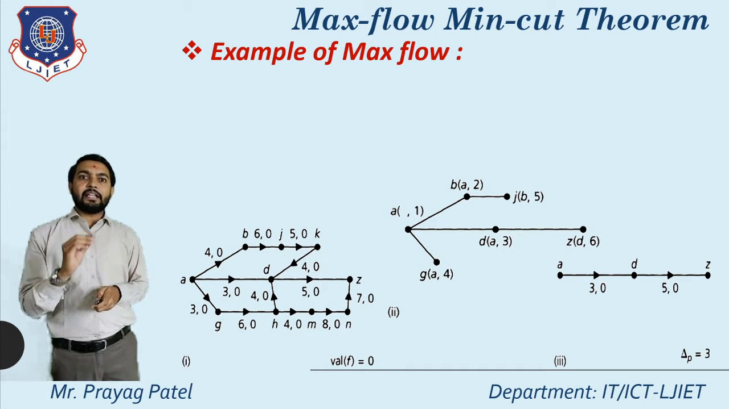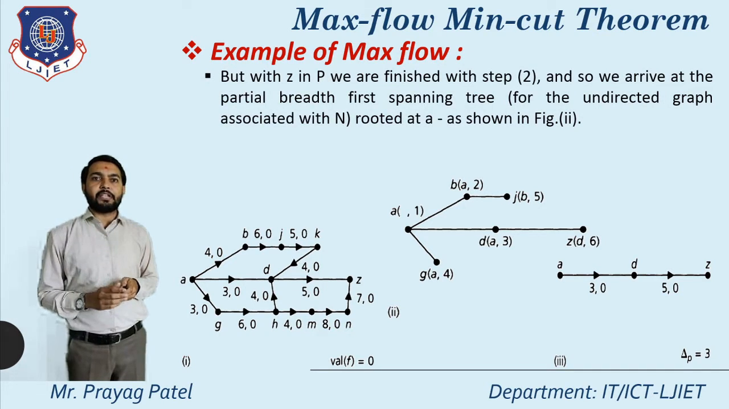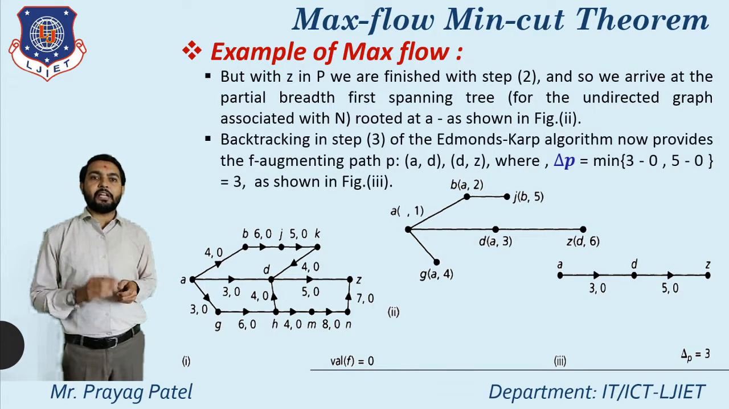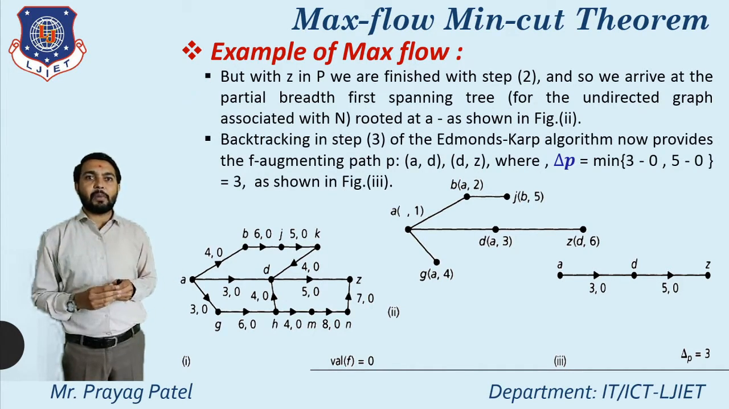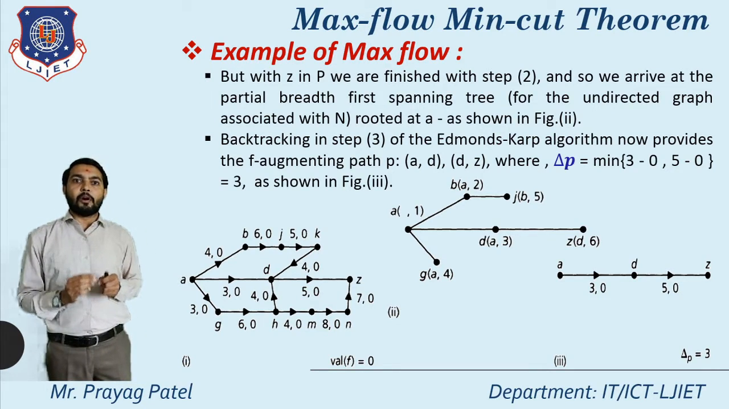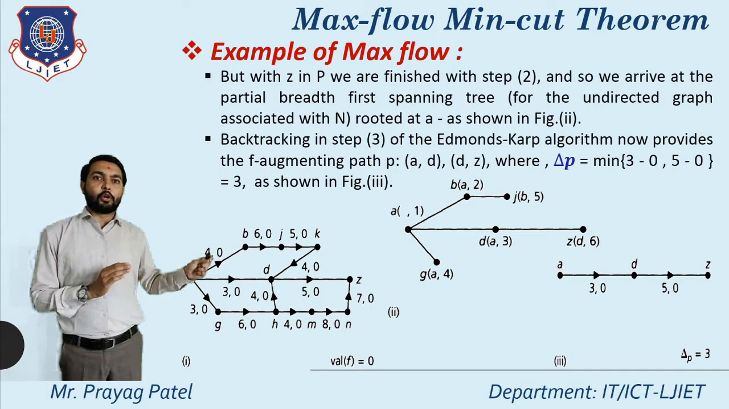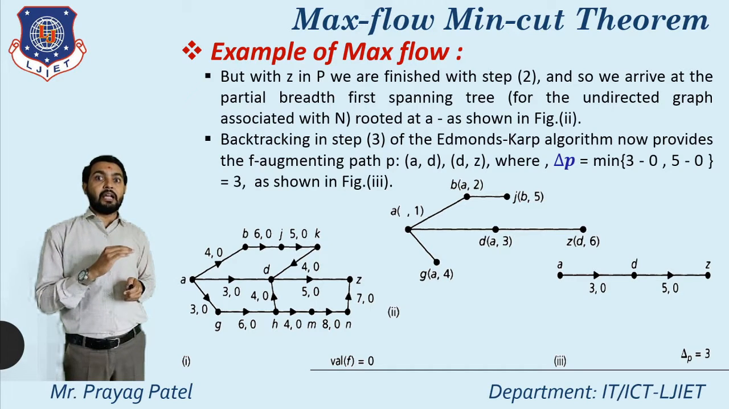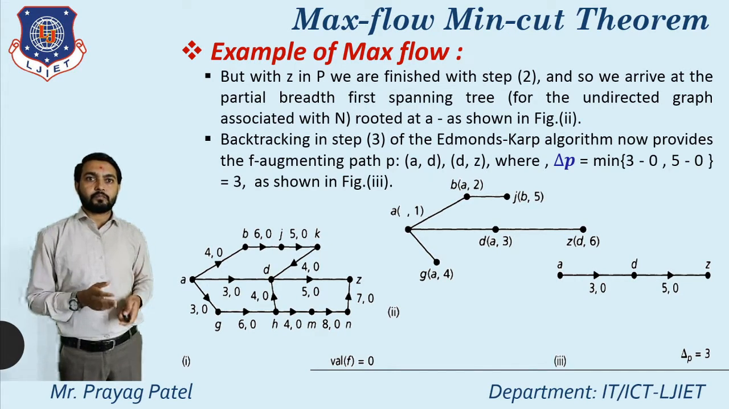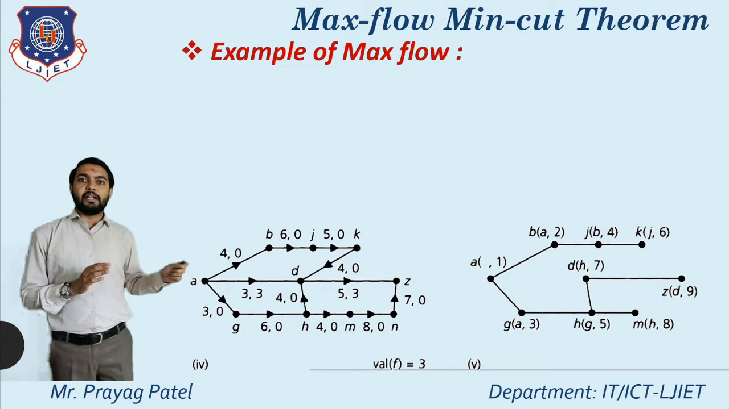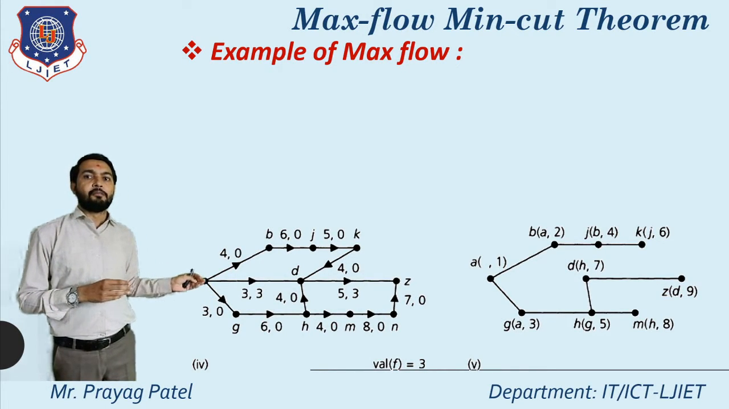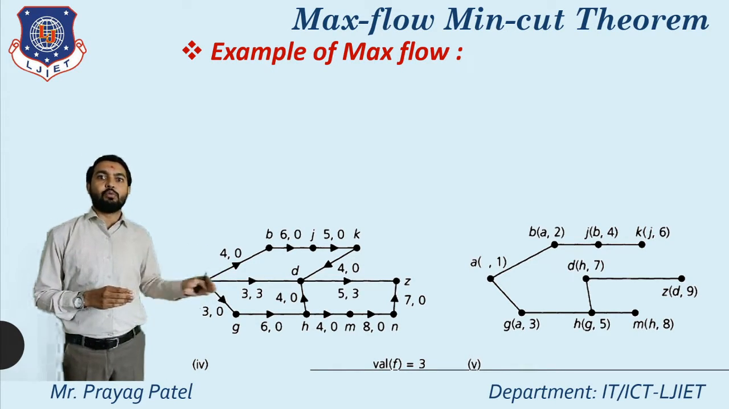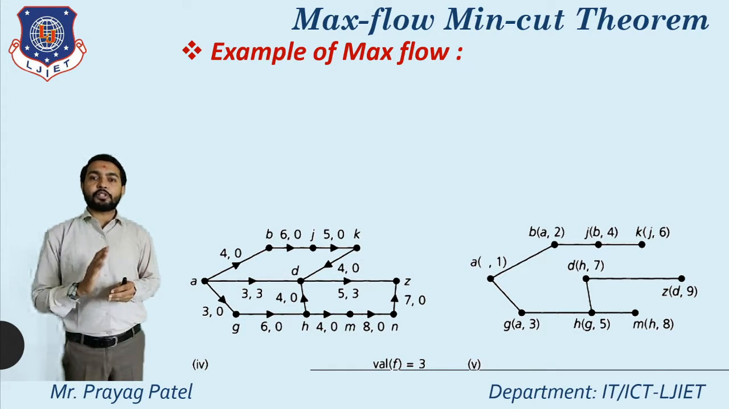Now here check the capacity of this path. For the capacity, we find the path from A to D, D to Z, and increase the flow by delta P. So delta P equals the minimum of 3 minus 0, 5 minus 0, because in this path 2 ACs are available. So the minimum value is 3. That means we can increase the flow by 3 in this particular network. In the fourth figure, we increase the flow A to D as 3 and D to Z as 3. Now after that, the same process can be repeated.